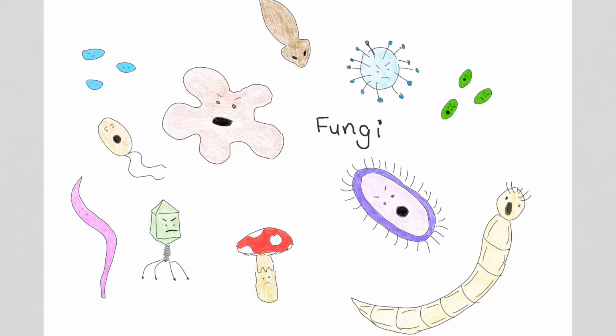Our next type of pathogen are fungi. Fungi belong to their very own kingdom. They have eukaryotic cells, so medications that would treat a fungal infection could also harm us. So we have to be careful about the treatment.